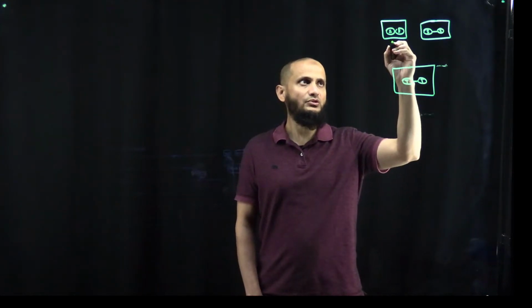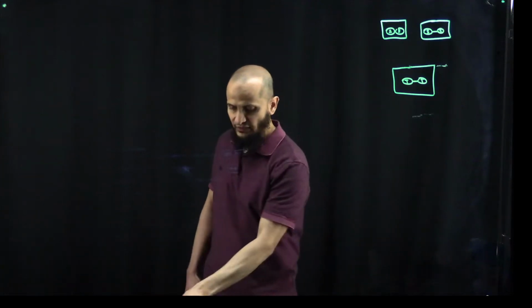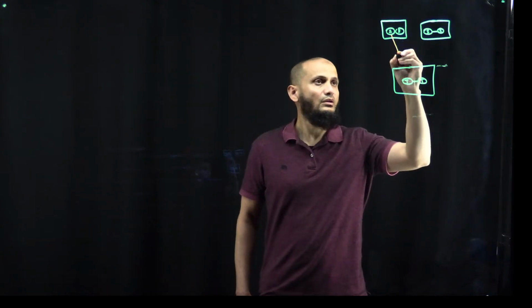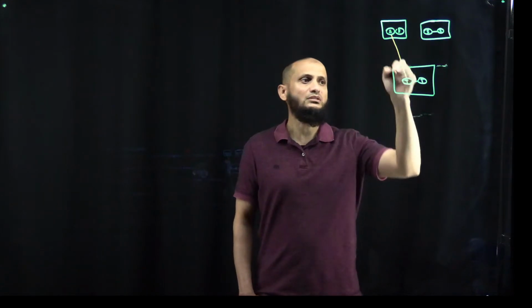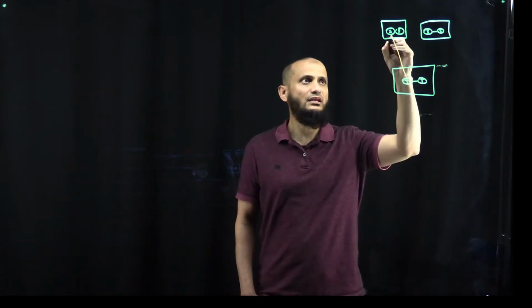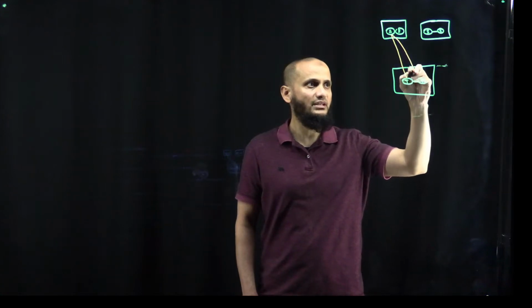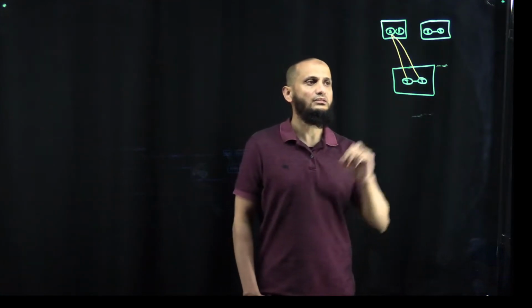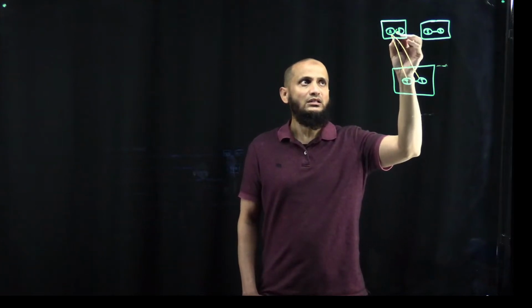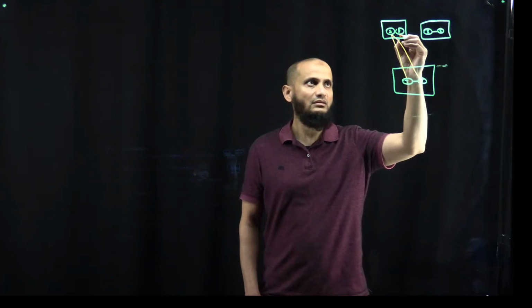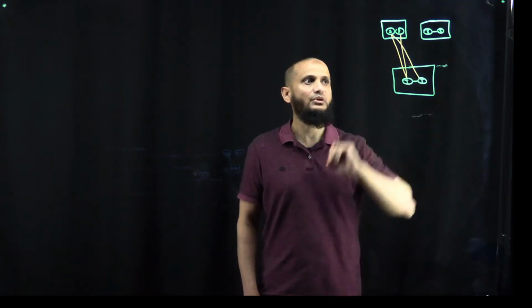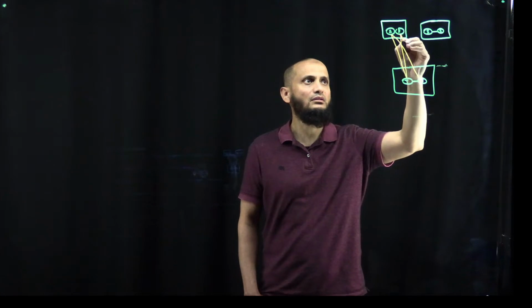So if I'm going to draw these tunnels right now, let me use a different color. The primary spoke gateway is going to create one tunnel with the primary transit, and then the same gateway is going to create another tunnel with the transit HA gateway. The spoke HA gateway is going to do exactly the same thing. It is going to create one tunnel with the primary gateway, and then another tunnel is going to be created with the HA transit gateway.